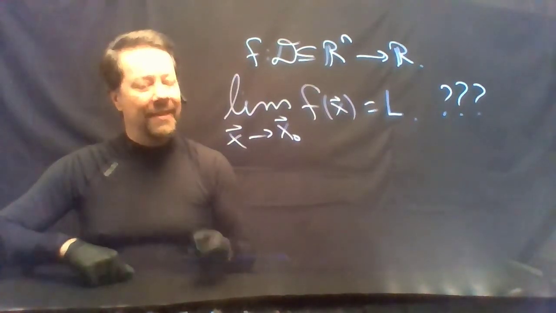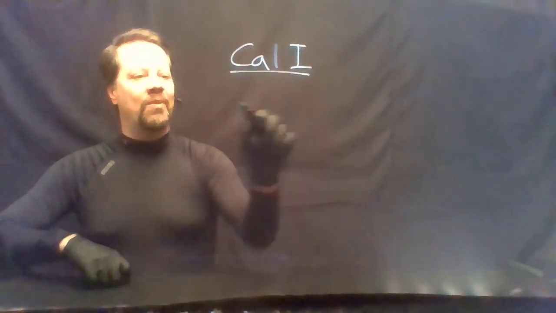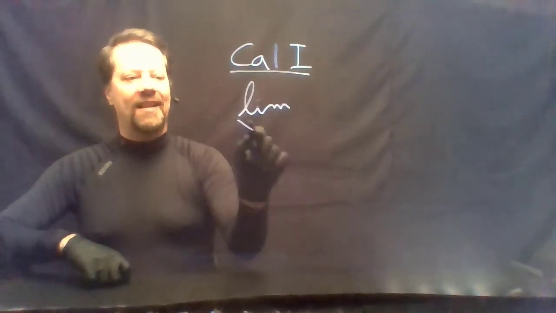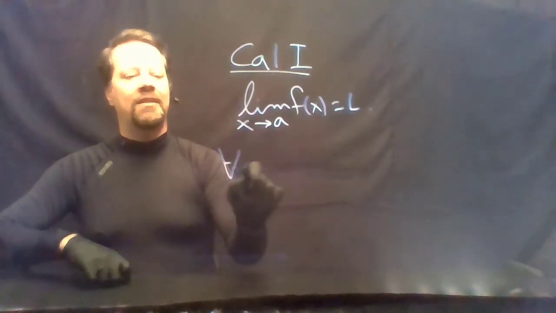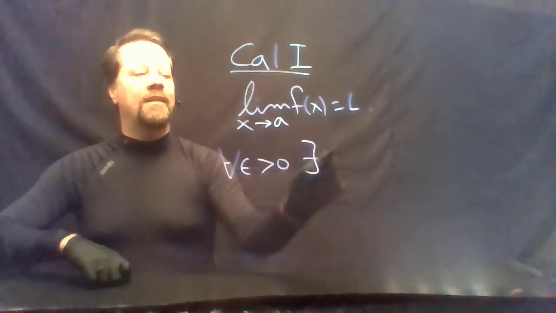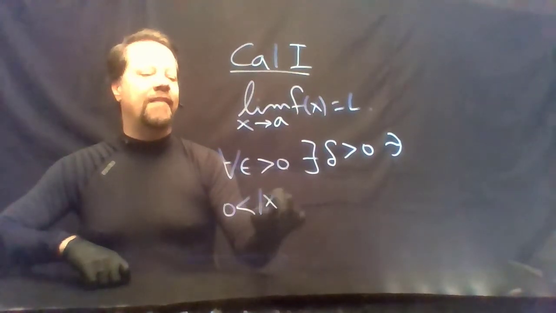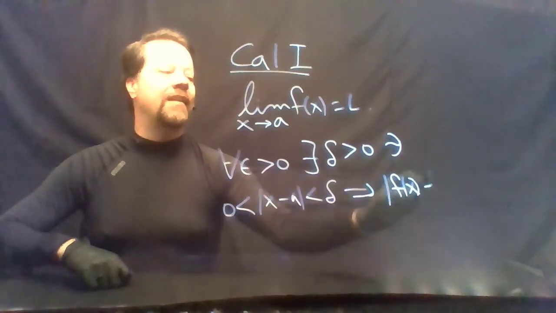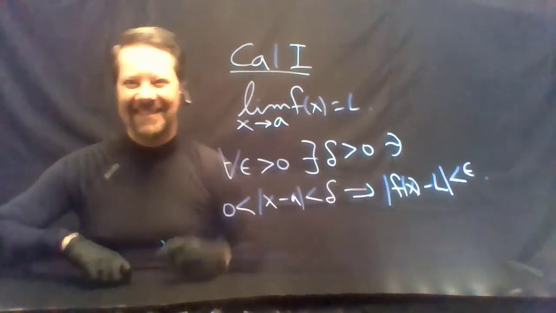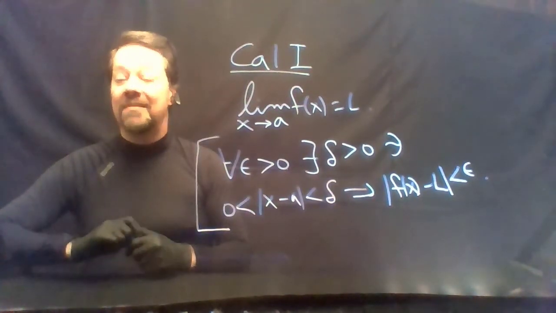Let's go back and review the notion of limit as we've seen it so far. In Cal 1, when we talked about the limit as x goes to a of f of x equals L, that meant for all epsilon greater than 0, there exists delta greater than 0, such that if 0 is less than the absolute value of x minus a is less than delta, that implies the distance between f of x and L is smaller than epsilon. I thought you'd like to see this definition of limit expressed without words.